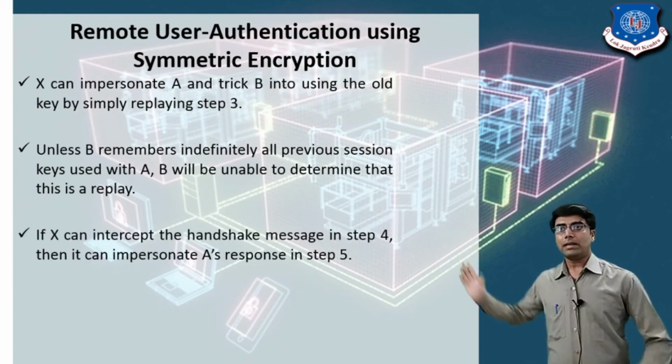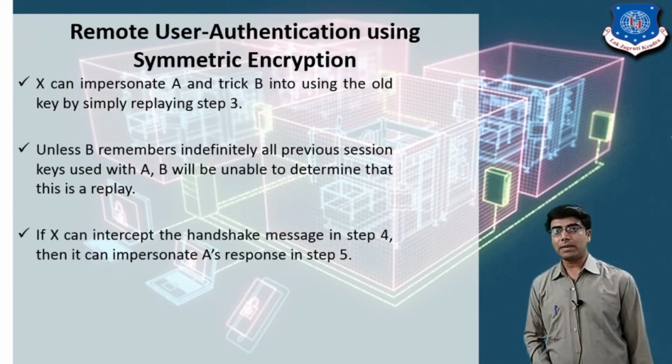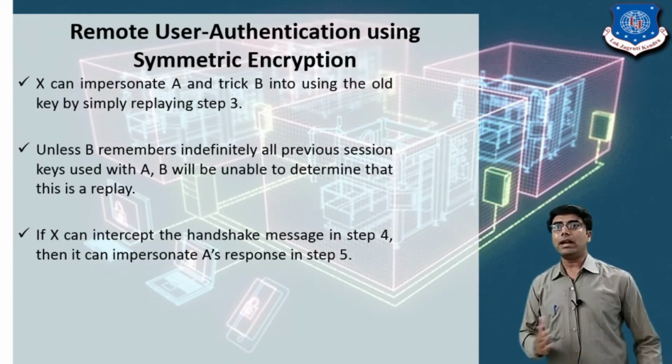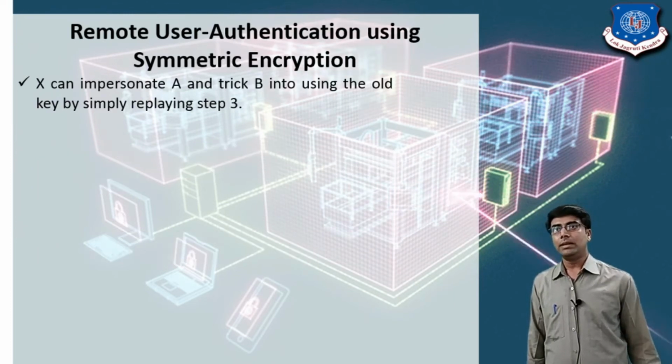Next, if X can intercept the handshake message in step 4, then it can impersonate A's response in step 5. You can see this in the figure.